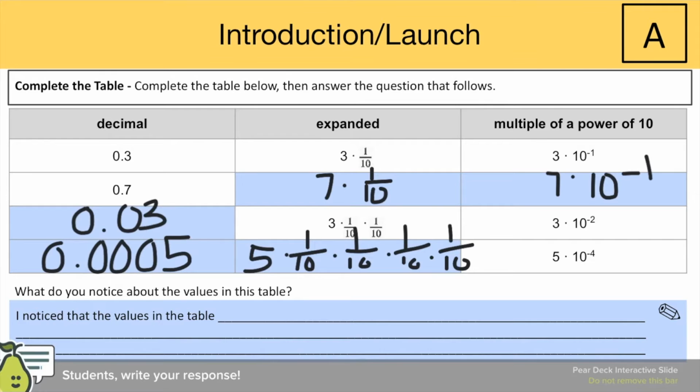To further support students, you can also provide them the sample sentence starter. I noticed that the values in the table are blank. To answer the question, what do you notice about the values in this table? So students can focus more on the content rather than the sentence structure.